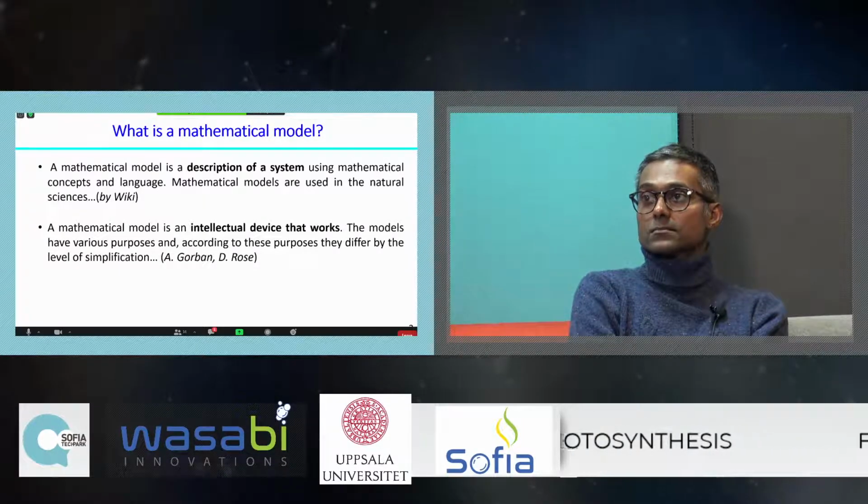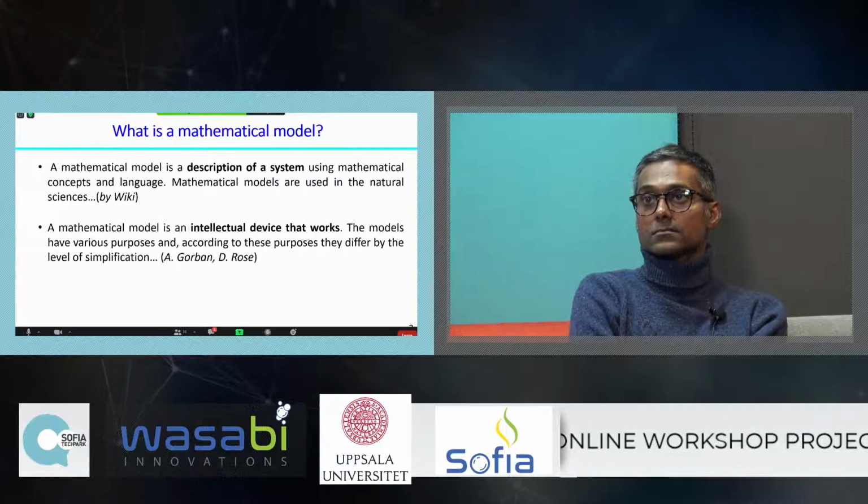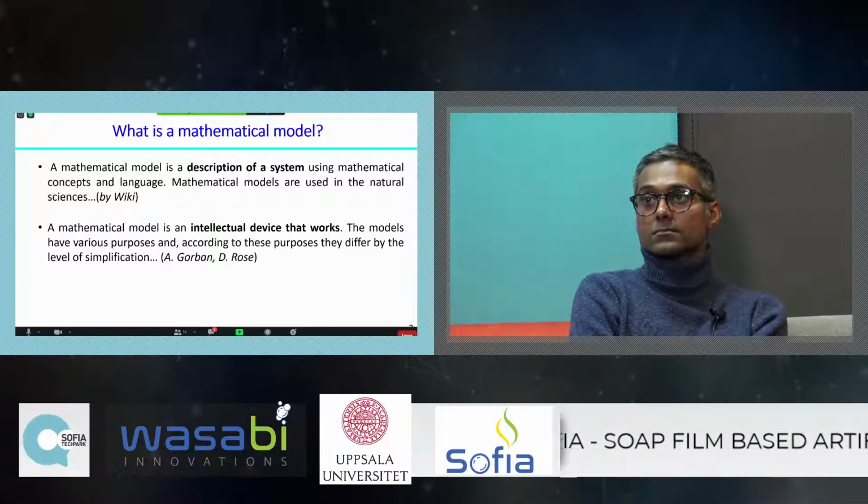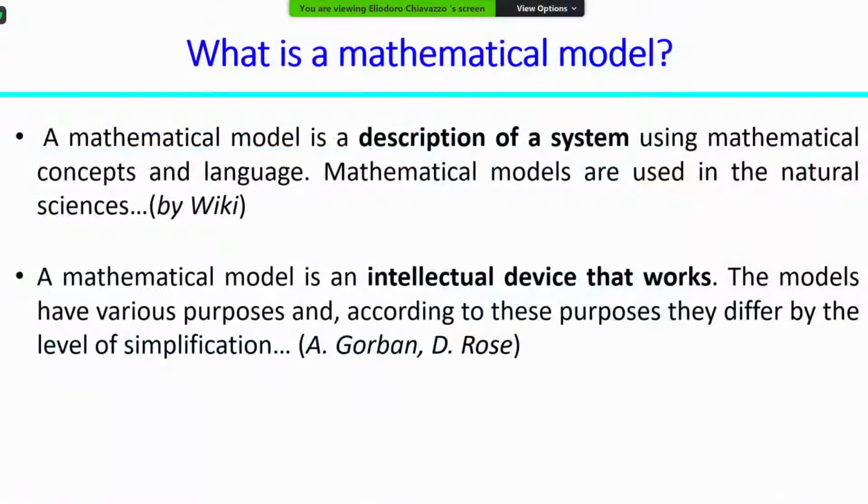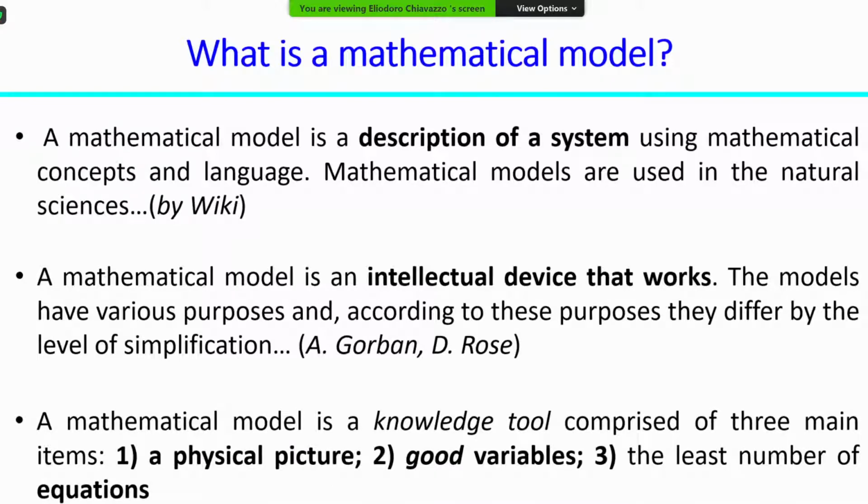But then I would really like to give a little contribution to that also. I will start by saying that I don't really know what a mathematical model really is, but I can say what it's useful for and what it should look like. To me, a mathematical model is basically a tool to advance our knowledge in a given field, and in that sense it is a knowledge tool. It should be formed by three main ingredients: a clear physical picture of the phenomena that we want to describe, good variables, which is very important and I will discuss thoroughly in the presentation, and the least number of equations involving those variables.